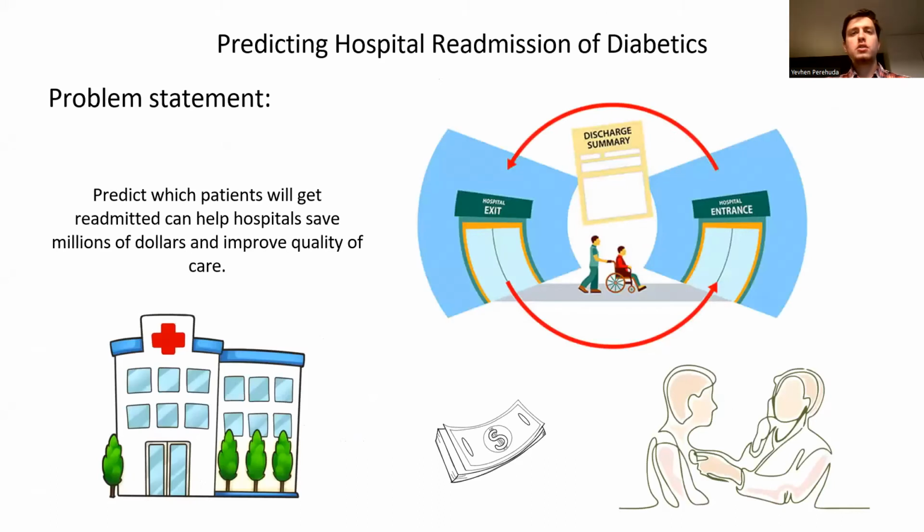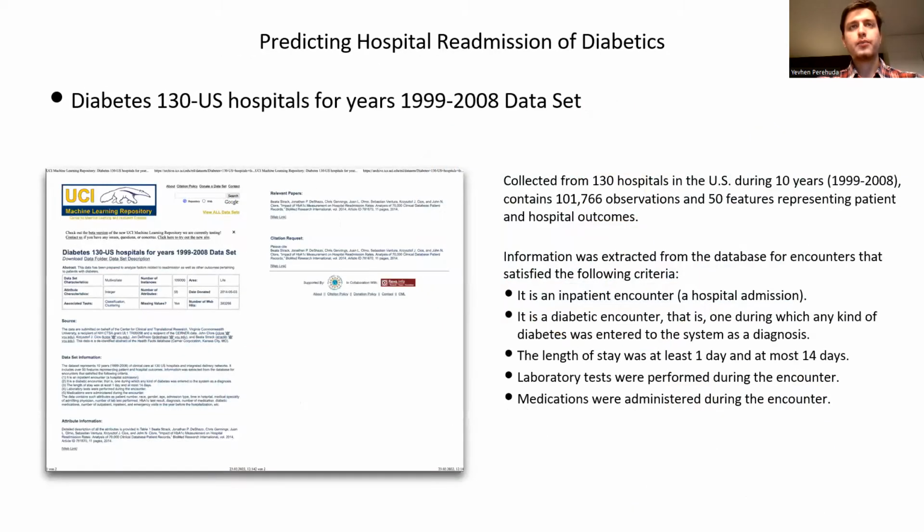Our research is based on a problem that diabetic patients are often readmitted in the future, and if we are able to detect the causal problem, we will save money and improve quality of care in hospitals, so as not to allow patients to be readmitted again.